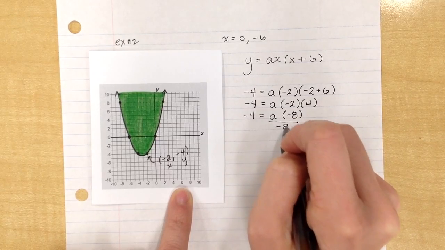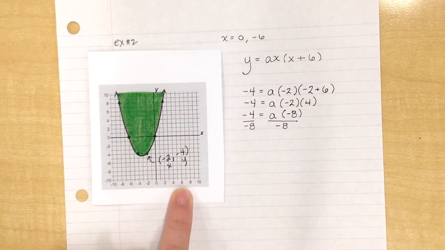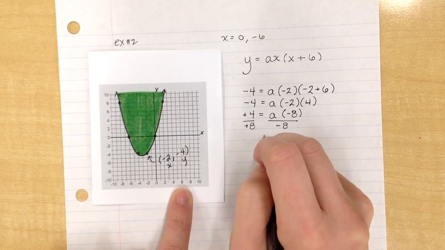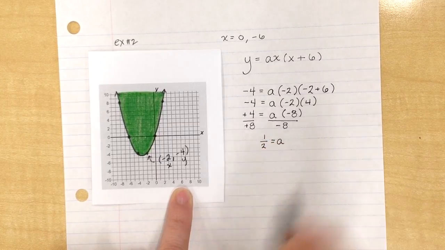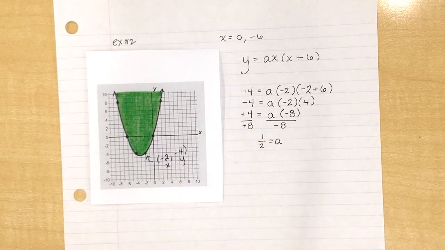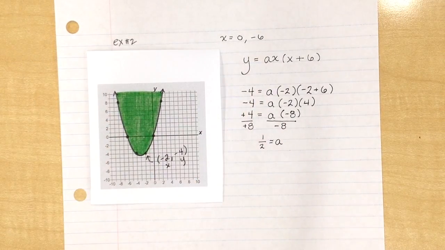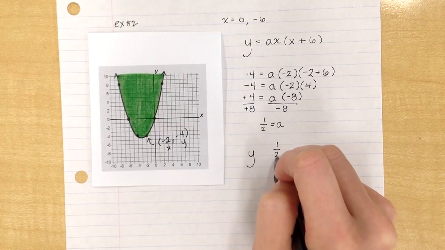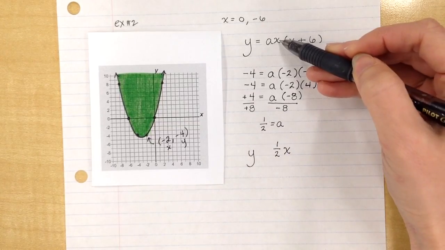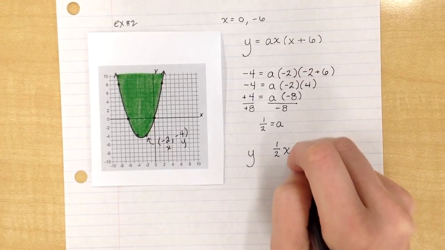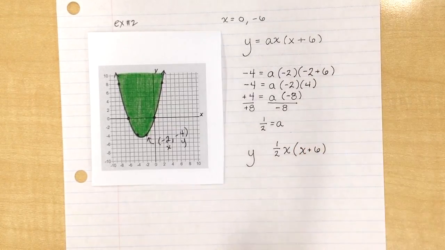I'm going to divide by -8 in order to get my a value all by itself. Negative divided by negative is a positive. 4 divided by 8 is going to simplify to 1/2. So I have an a value of 1/2. This really doesn't affect much other than the fact that I'm going to need to plug in 1/2 instead of a in order to have a correct final equation here. So I'm going to have y, and now I'm going to have a 1/2. Going back to the original equation, again I substitute a for 1/2. So 1/2 x, parentheses, x plus 6.